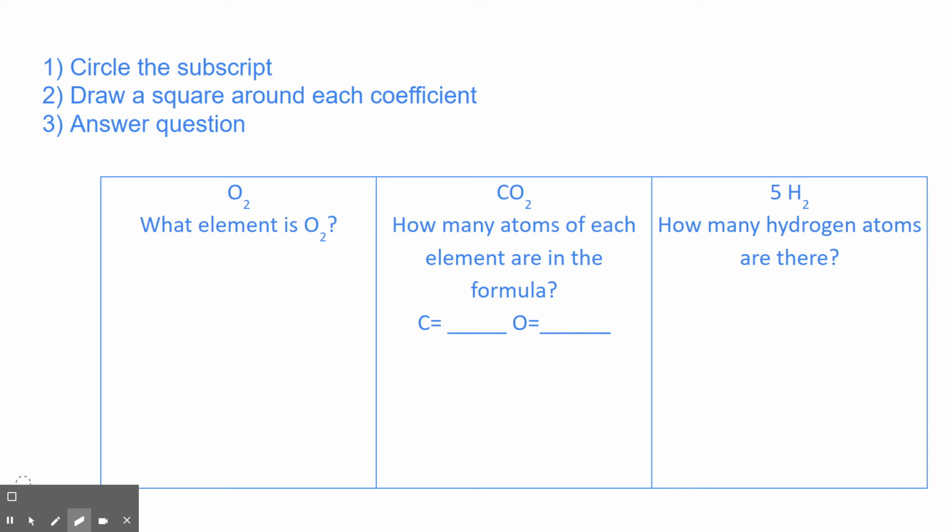We have a couple of examples just with counting molecules. So we're going to circle the subscript and draw a square or rectangle around each coefficient and answer the question. Our first example is O2. We're going to draw a circle around our subscript. There is no coefficient, so we have no square. What element is O2? You should know by now. O is oxygen.